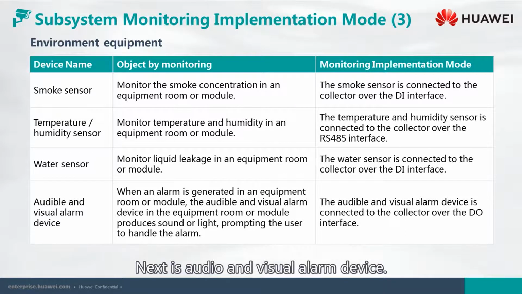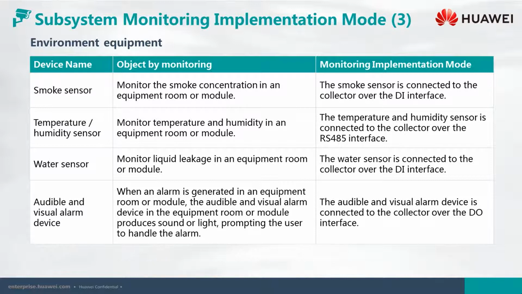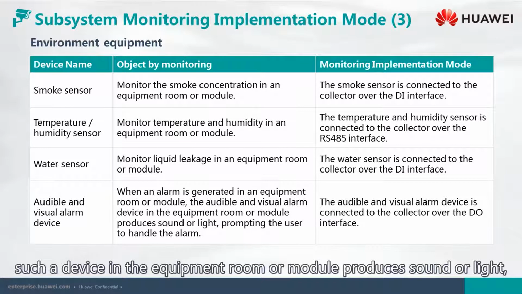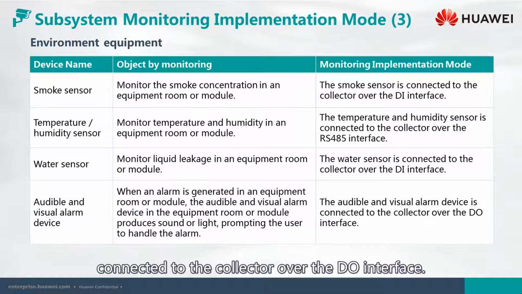Next is audio and visual alarm device. When an alarm is generated in an equipment room or module, such a device in the equipment room or module produces sound or light, prompting the user to handle the alarm. Audio and visual alarm devices are connected to the collector over the DO interface.